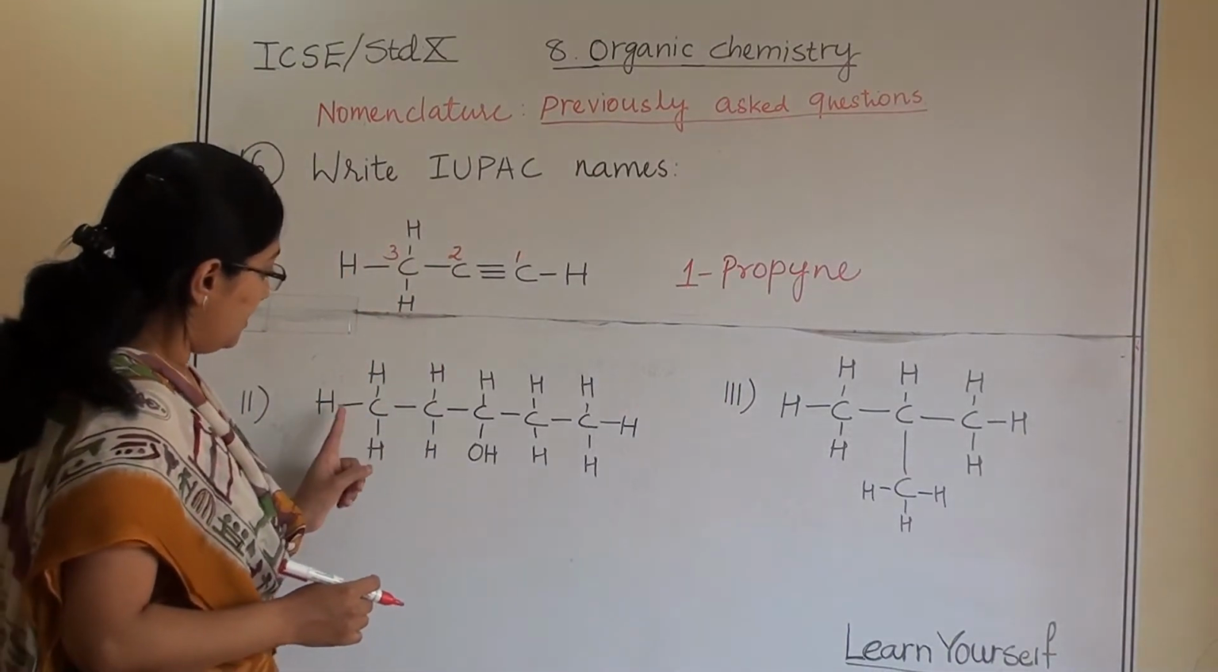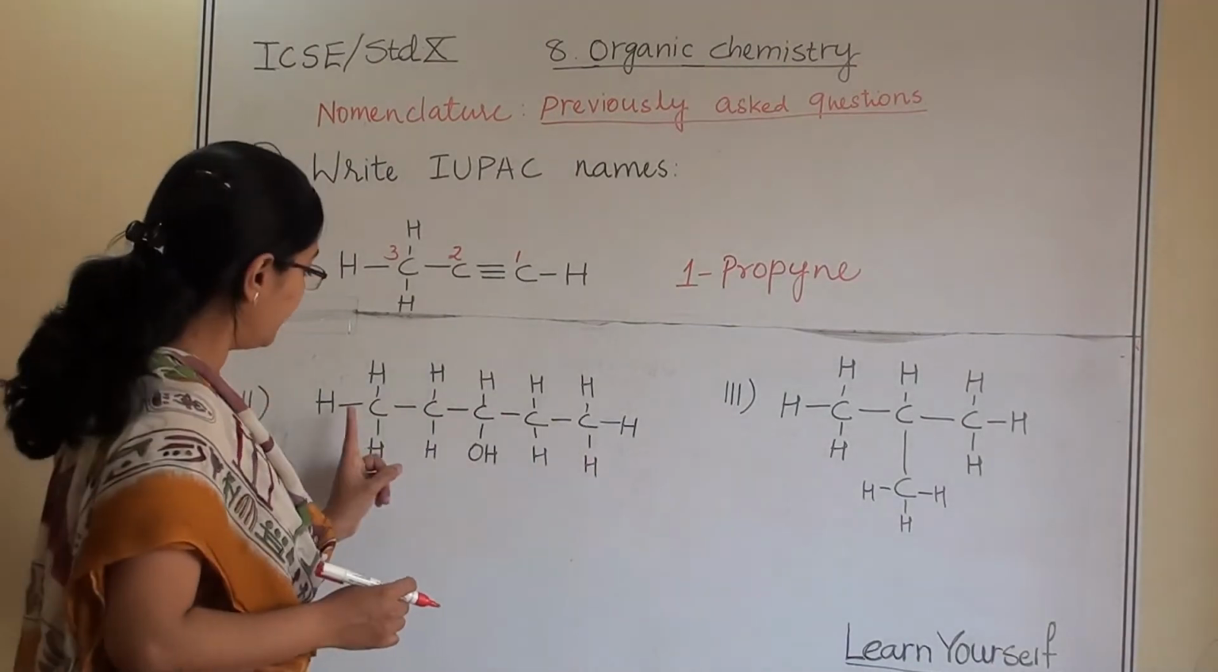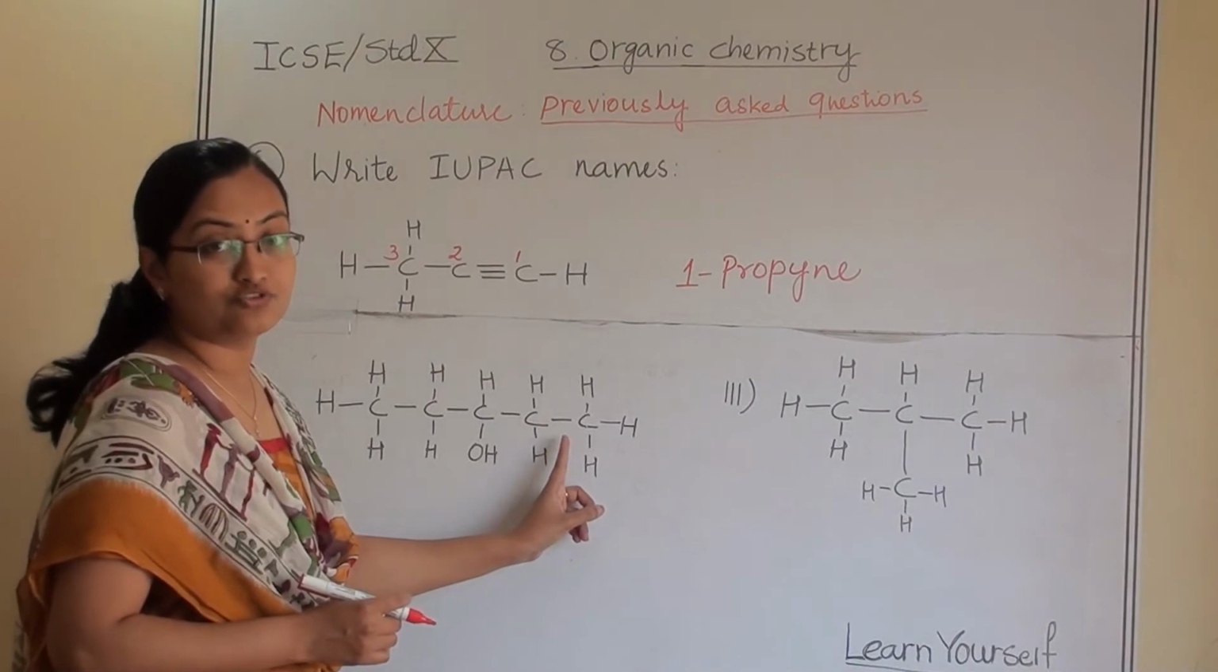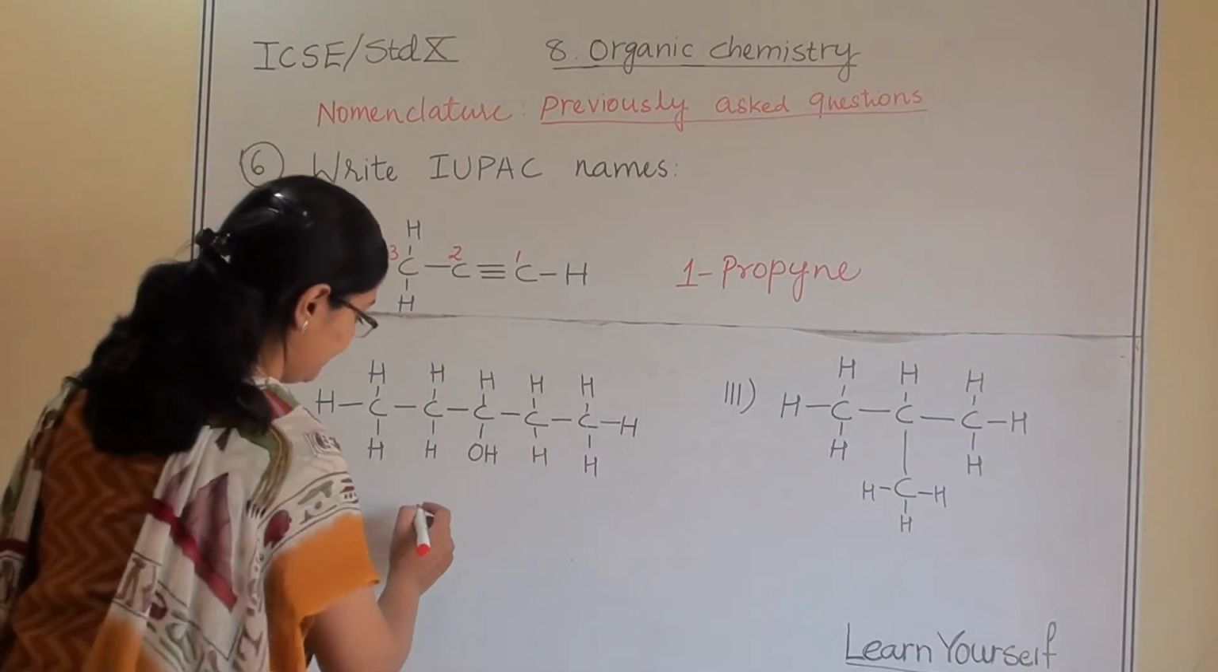Second, identify the carbon atoms. 1, 2, 3, 4 and 5. So the root word we are going to use is pent.